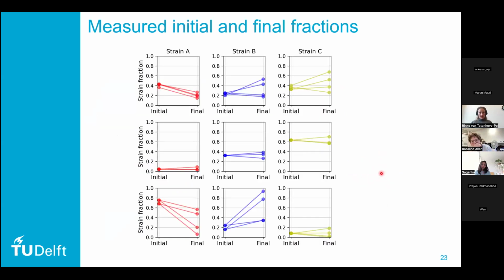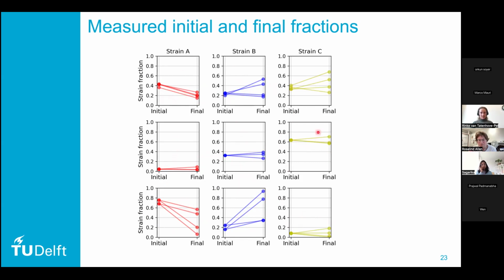So what we did is we did the experiment, as I said. We had different initial fractions. Here we had 40% of strain A, 20% of strain B, 40% of strain C. We incubated them, grew them, sorted them, and determined the final fractions. And we did that for 3 different initial conditions. Here we had 10% of A, 30% of B, and 60% of C. And here another initial condition. And for all 3 initial ratios, we determined the final ratios.